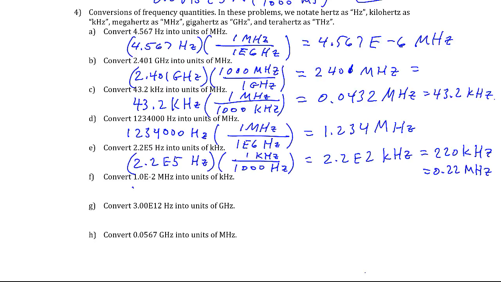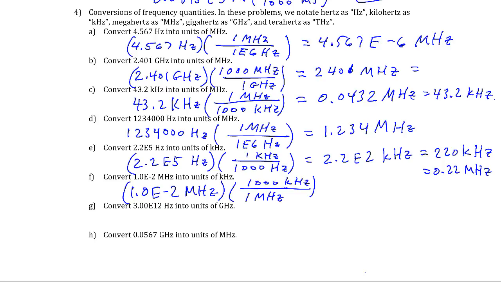Let's see, 1.0 times 10 to the minus 2 megahertz. And I want to convert this into kilohertz, so I'm going to multiply it by 1 megahertz is 1,000 kilohertz. Kilo is 1,000, mega is million. And so the megahertz cancel, and I'm left with 1.0 times 10 to the minus 2 times 1,000. So if I add 3 to the negative 2, I get a 1. So I get a 1.0 e to the 1. And this turns out to be 10, or 1.0 times 10 to the 1.